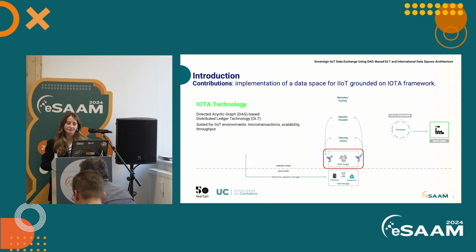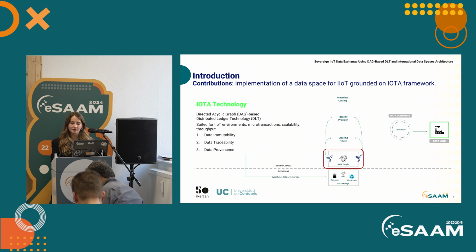Also, IOTA currently has no fees to be paid for any transaction we want to keep on the ledger. And for that, we can have microtransactions. And all of this makes it a suitable solution for industrial IoT environments. So as any distributed ledger technology, it will offer our data space data immutability, data traceability, and data provenance. More specifically, in our solution, the IOTA Tangle will enable us to have decentralized identity management, will work as a verifiable data registry, and will further enable us to deploy smart contracts to automate different processes happening in the data space.